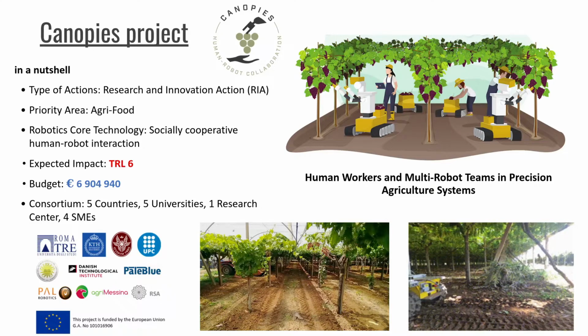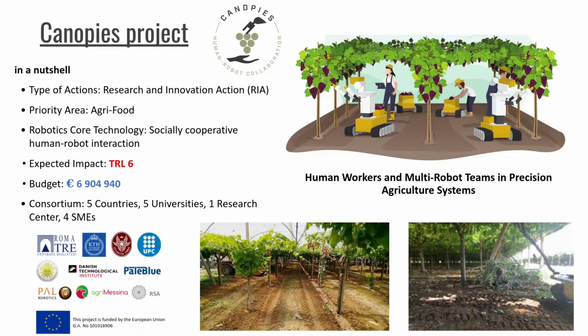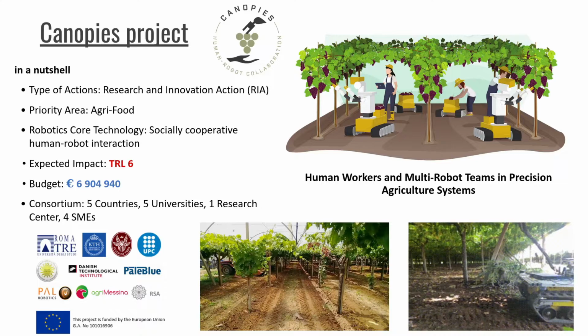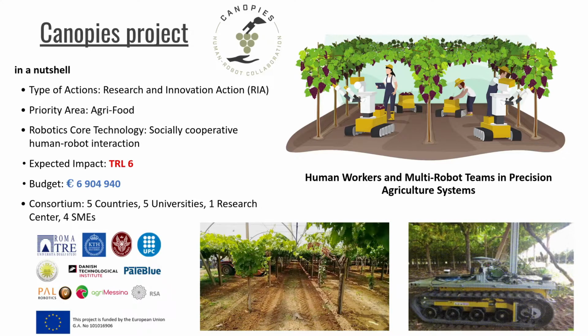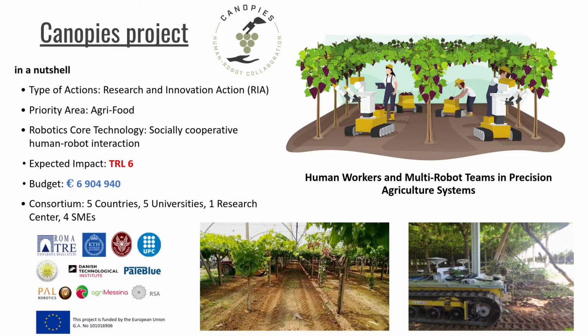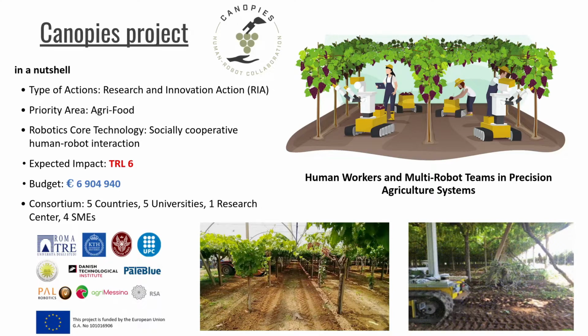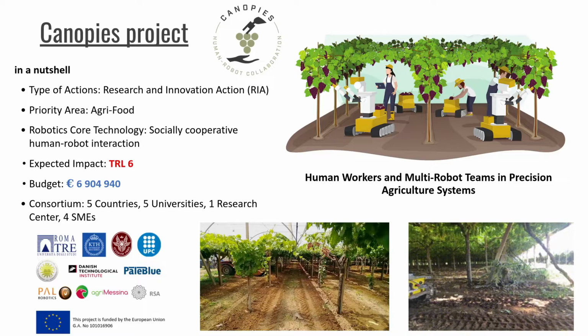The test case is the table grape vineyard cultivation, with particular attention to automation of quality assessment, harvesting and pruning operations. This project sees the participation of 5 universities, 1 research center and 4 small and medium enterprises across 5 countries.